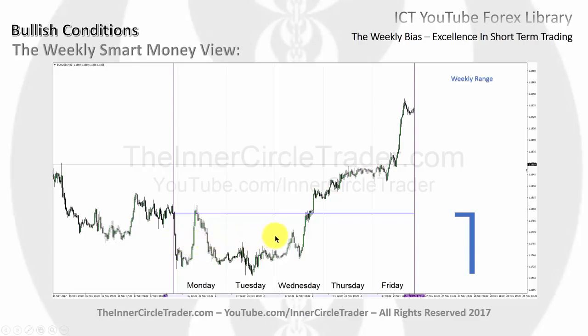The odds favor a greater chance of the low forming when you're bullish between the London setup and the New York setup of Wednesday. So Tuesday's London setup to Wednesday's New York setup. Between those two time periods, I'm going to encourage you to go through your charts.